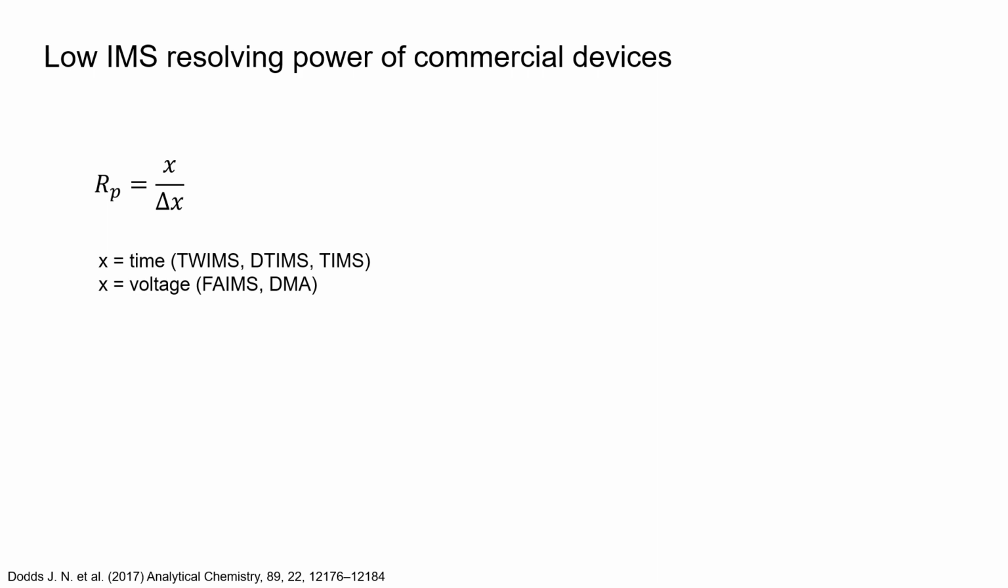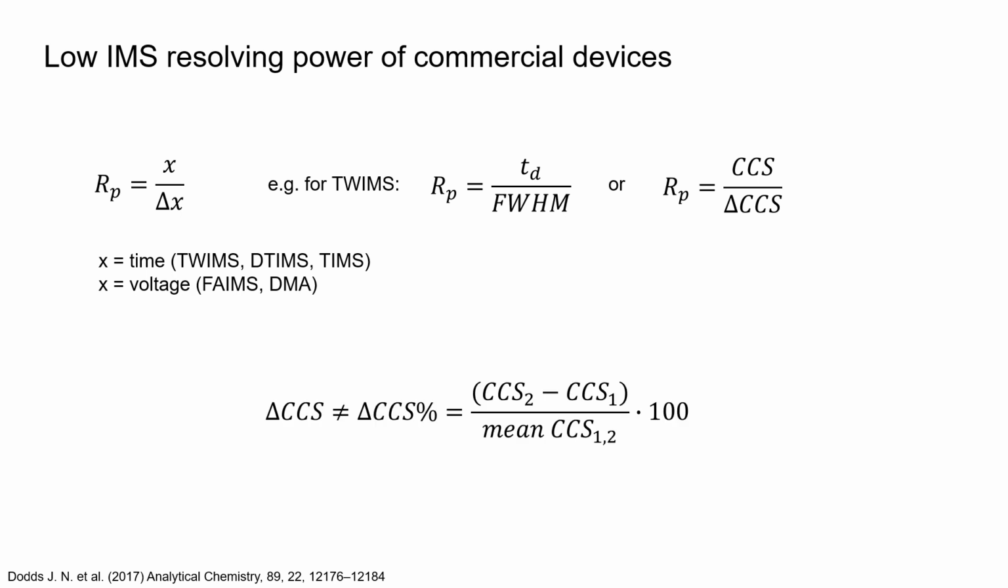Resolving power is defined by this formula, where X is the time in the time dispersing technologies and voltage for FAIMS or DMA. So if we consider the arrival time distribution for drift tube ion mobility and traveling wave ion mobility, we can also refer to the CCS distribution, and in this context the delta CCS is the full width at half maximum of the CCS distribution. Delta CCS, not to be confused with the CCS percentage difference, which is defined by this formula.